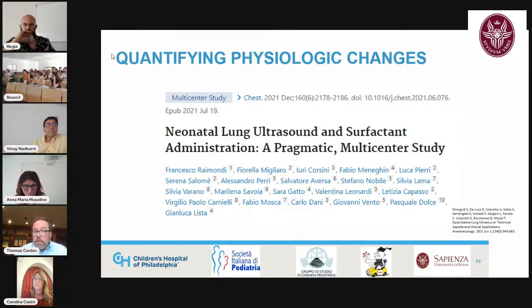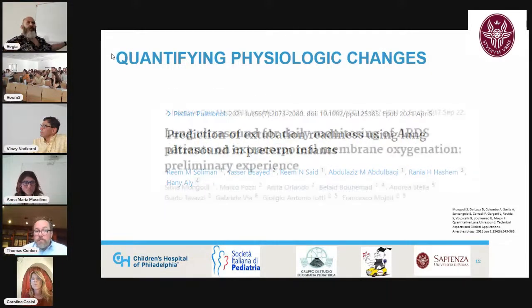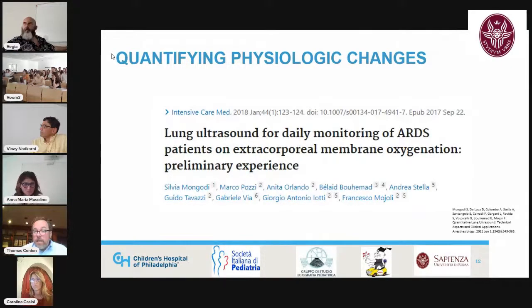For me as a critical care physician, I have slightly different questions. Can I predict extubation readiness using lung ultrasound? Can I monitor and modify my treatments for patients with pediatric ARDS? And there's emerging literature that tells me that these are applications that are possible for me to do.